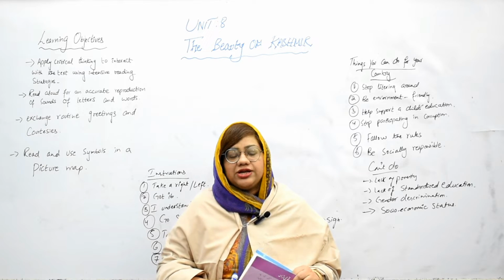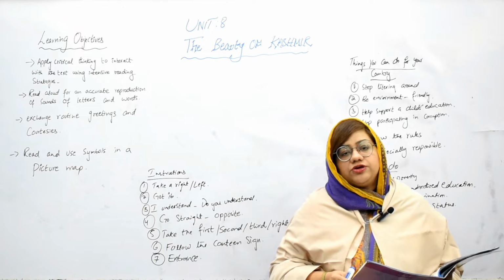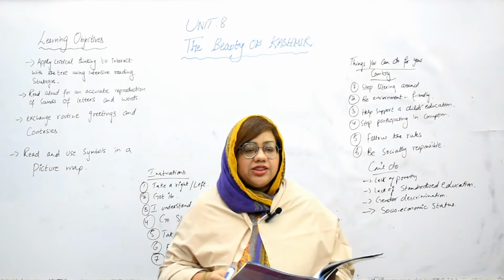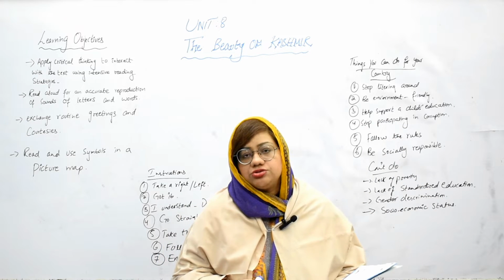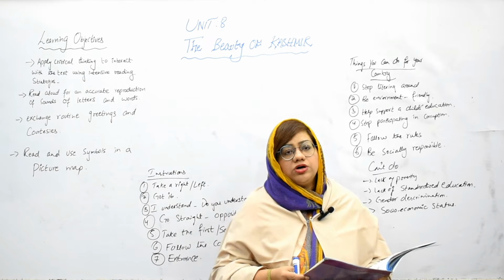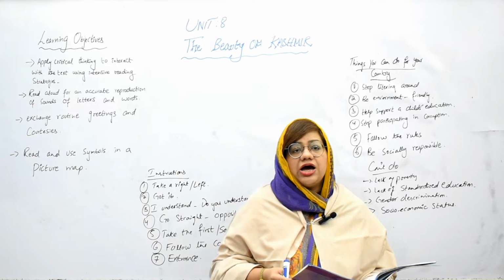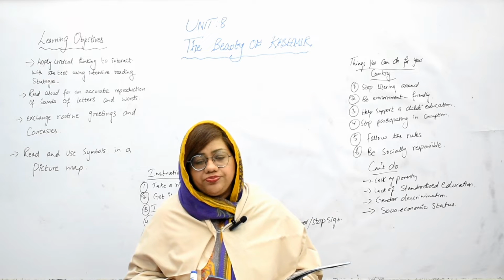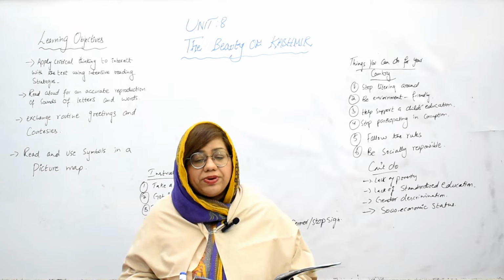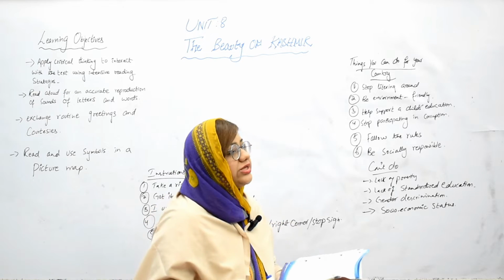So students, let's start. On page number 81 of your textbook, the reading and thinking skills, the vocabulary section. We already have read this unit. What we need to do: there are some meanings of the given words, obviously the unfamiliar words, and the meanings are given in your textbook. What we need to do is to make meaningful sentences of the given words. So let's start.